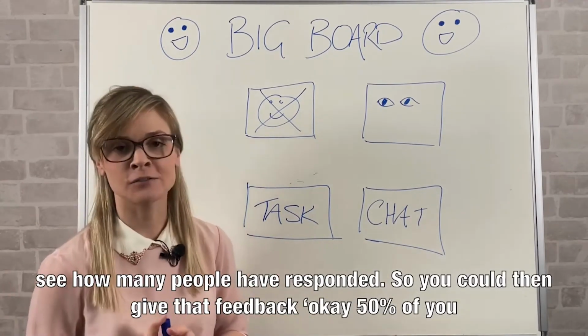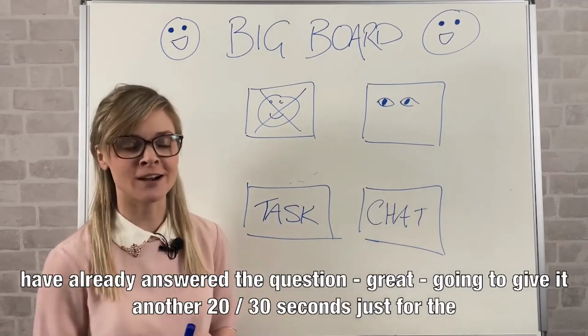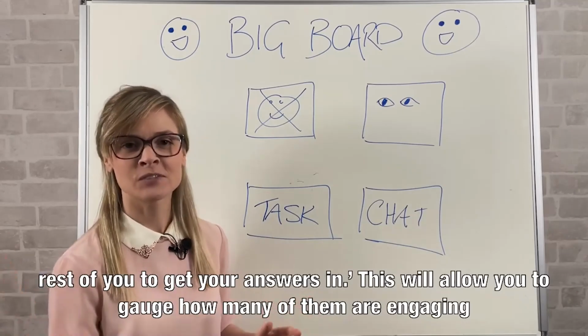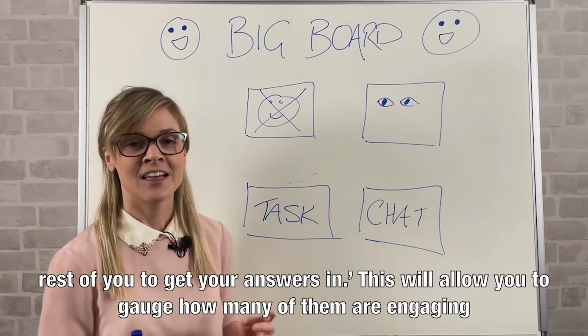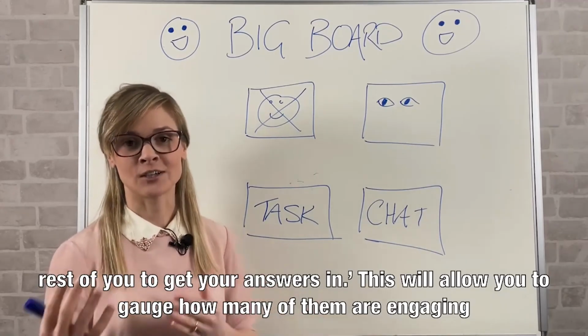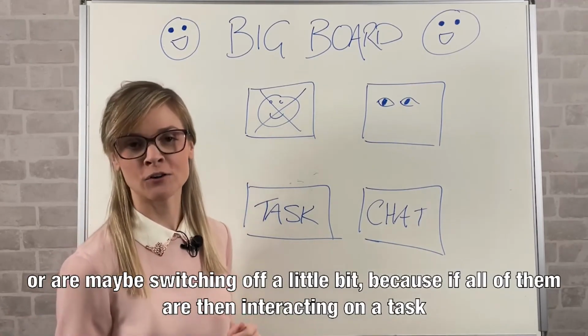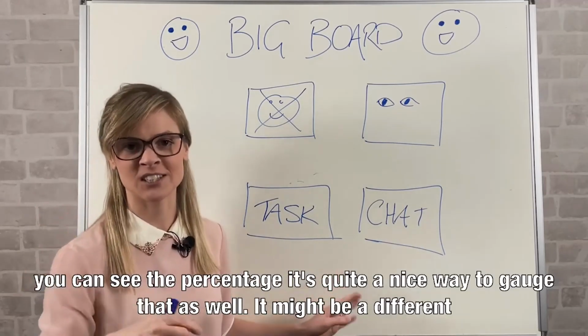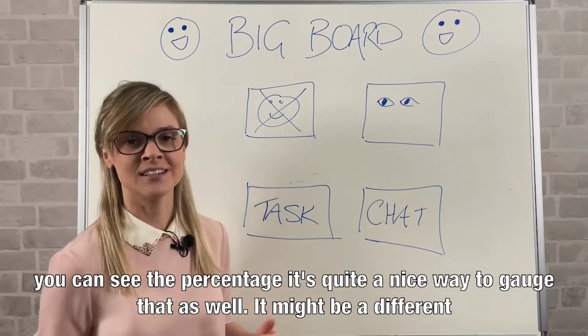Okay, 50% of you have already answered the question. Great. I'm going to give it another 20, 30 seconds just for the rest of you to get your answers in. This will allow you to gauge how many of them are engaging or are maybe switching off a little bit. Because if all of them are interacting on a task, you can see the percentage. It's quite a nice way to gauge that as well.